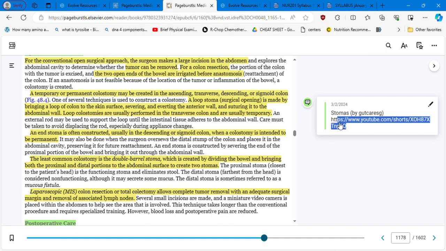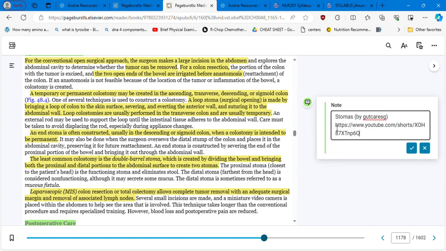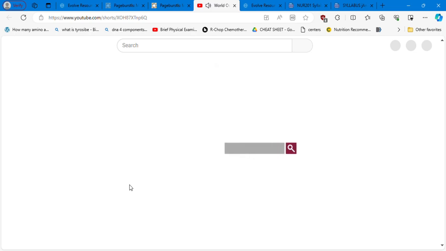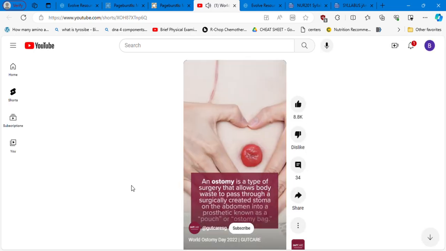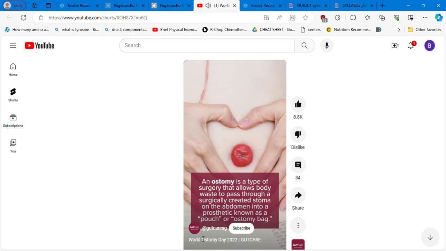Let's watch another video about stomas, okay? I hope you can get the opportunity to practice this in the open lab. That's a stoma.